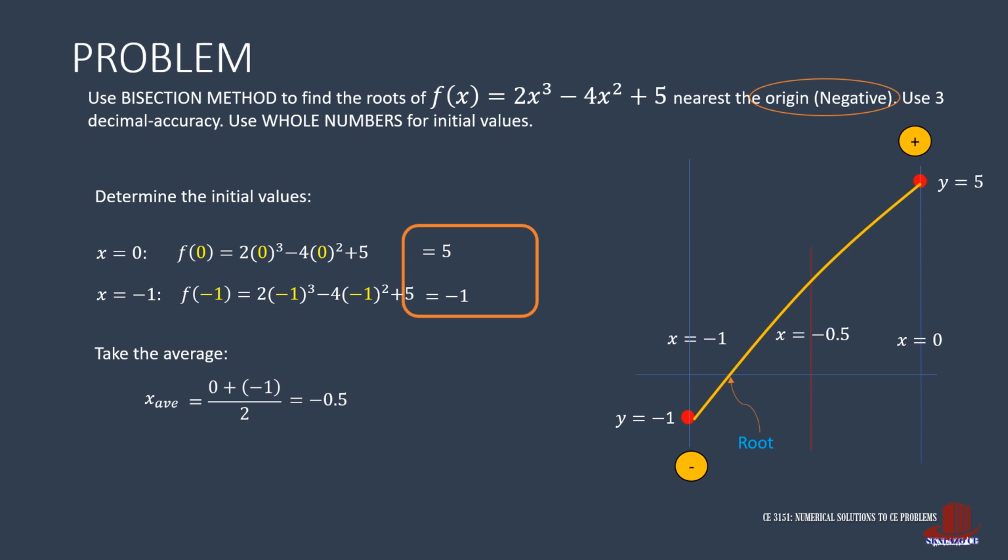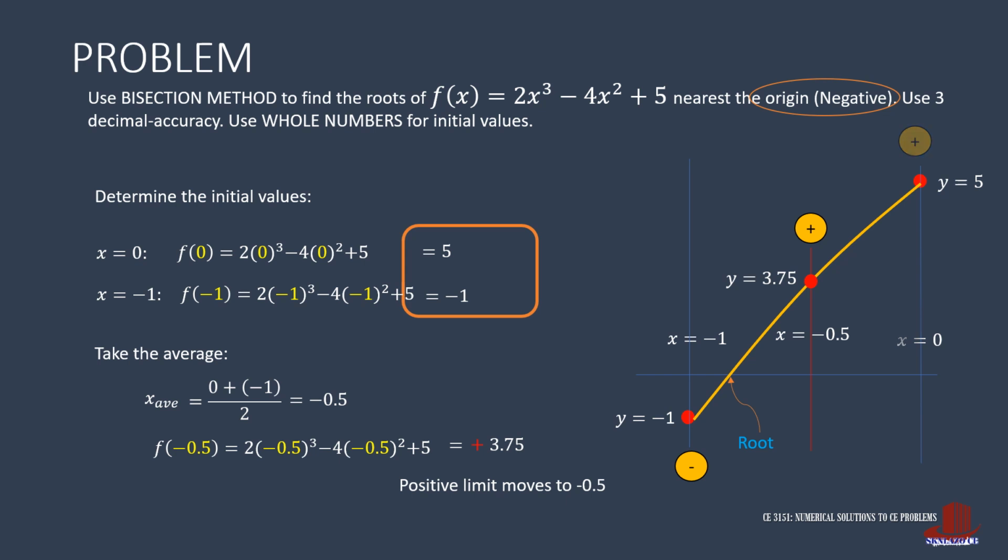If this is substituted in the function, y turns out as 2 times negative 0.5 cubed minus 4 times negative 0.5 squared plus 5, which gives 3.75. And this is positive. This means that the positive limit will be replaced. So instead of using 5, we use 3.75. This is the new positive limit, disregarding the rest of the interval.